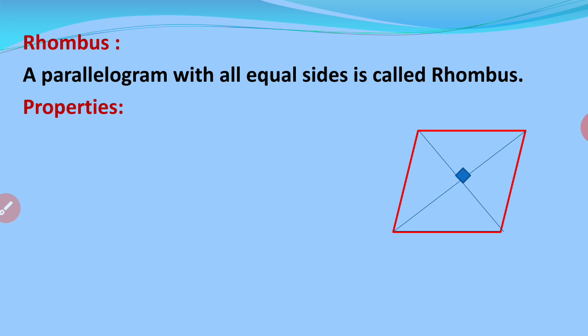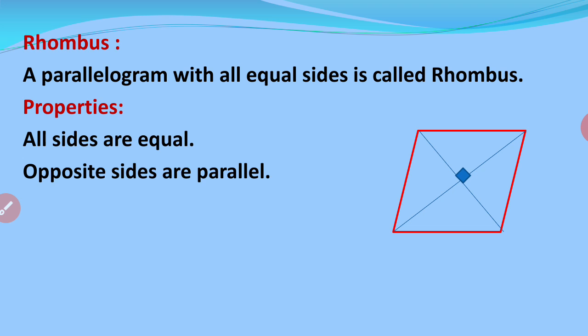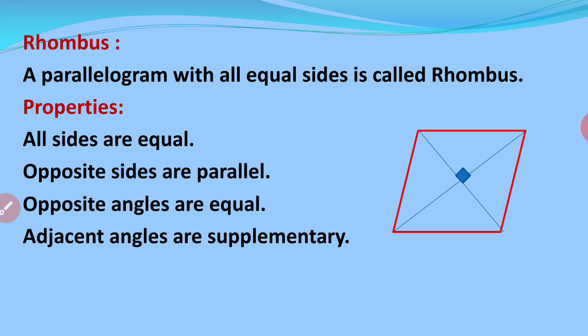Let us discuss the properties of rhombus. All sides are equal. Opposite sides are parallel. This is a property of parallelogram which is true in rhombus also. Opposite angles are equal. Again, this is a property of a parallelogram which will be true in rhombus also. Actually, all the properties of parallelogram will fit into the properties of rhombus. Adjacent angles are supplementary. It's a parallelogram basically, so adjacent angles have to be supplementary.